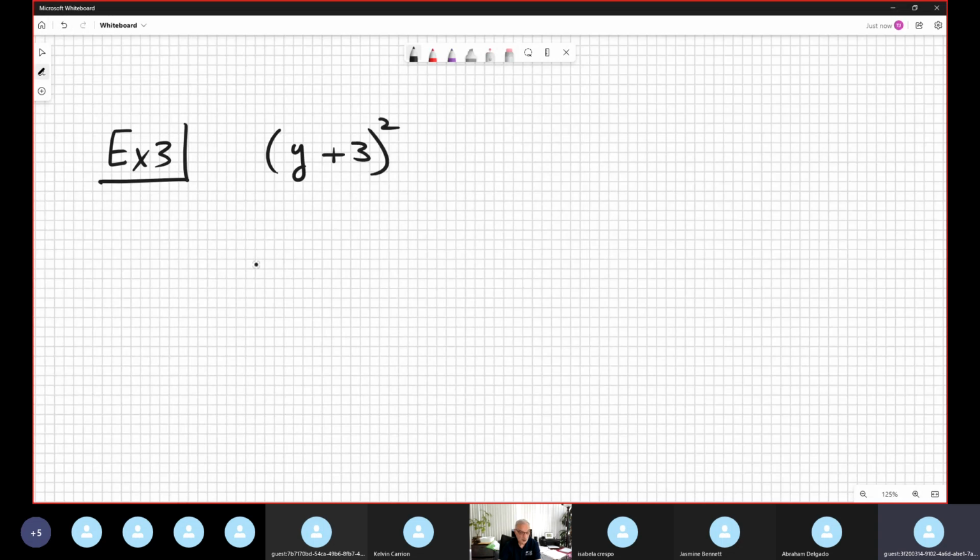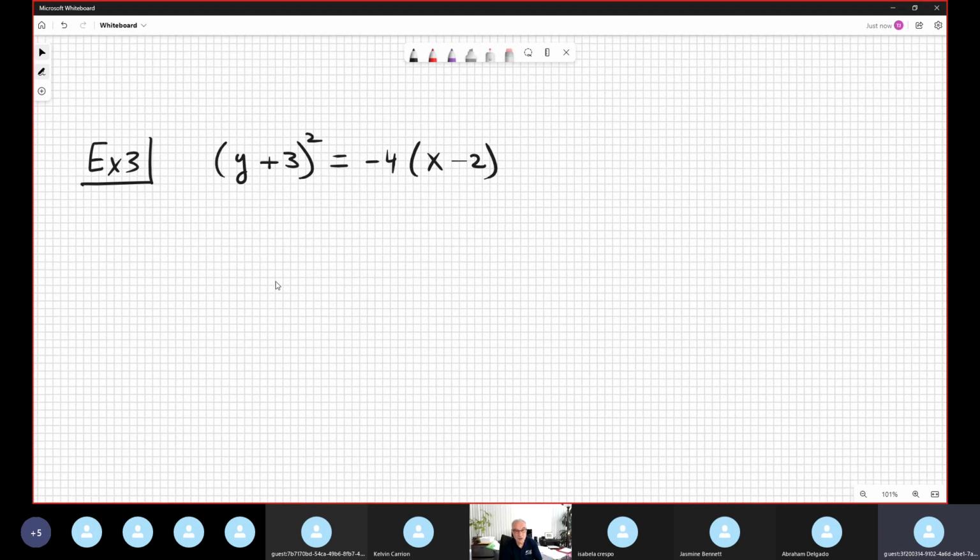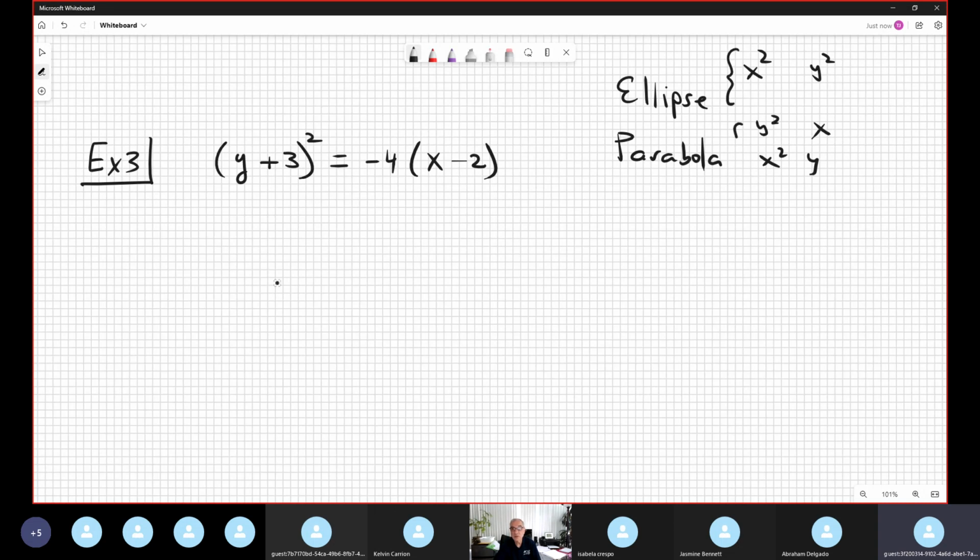Suppose (y-3) squared equals negative 4, wow, parenthesis (x-2). Do you see that little by little I complicate your life, no? Okay, so what kind of parabola is it? How do you identify if it's an ellipse or a parabola? Well, an ellipse has x squared and y squared. A parabola has y squared and x not squared, or x squared and y not squared. This is the clue. And we have another group, the hyperbola, but no, hyperbola is after. Okay, so actually it is a parabola.